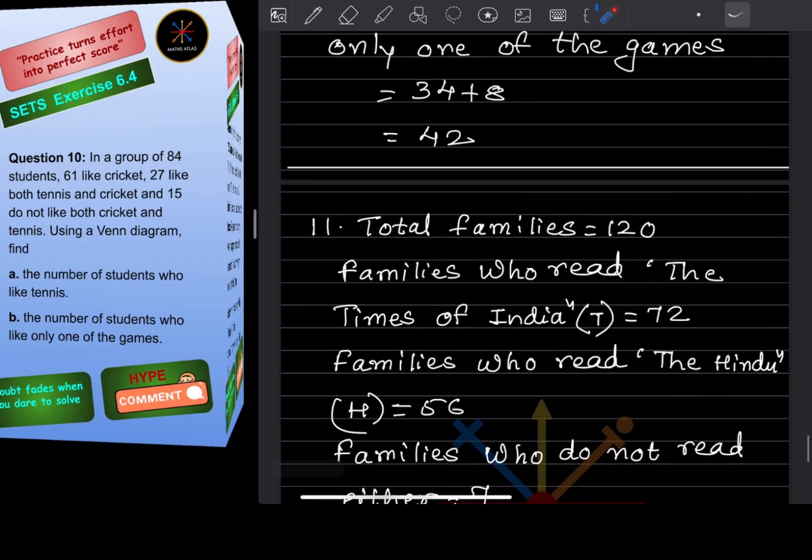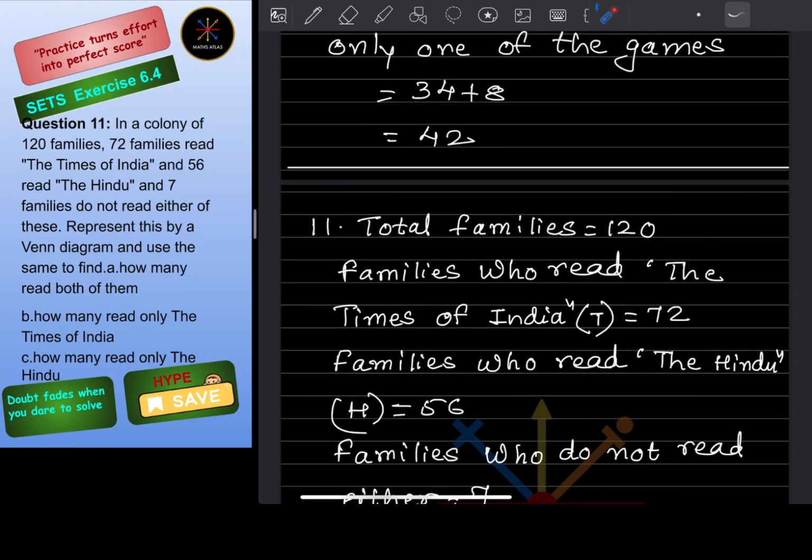The next one: in a colony of 120 families, 72 families read the Times of India and 56 read the Hindu, and 70 families do not read either of these. Represent this by a Venn diagram and use the same to find how many read both of them, how many read only the Times of India, how many read only the Hindu. So total families is given as 120.